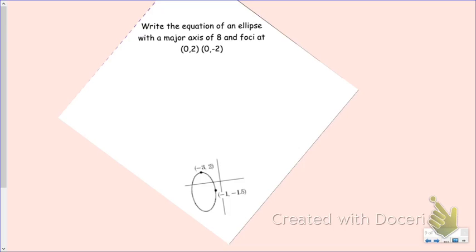All right. So it tells us the major axis is 8, and the foci are at (0, 2) and (0, negative 2). Now it helps to draw a picture here. My focus, or foci, both of them, are at (0, 2) and (0, negative 2). The center is always in the middle of those. It's in the middle of your vertices, and it's in the middle of the foci.